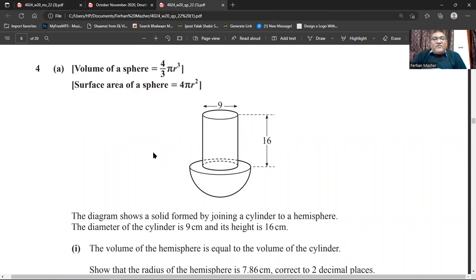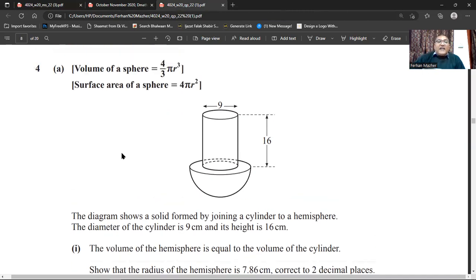Now we are on question number 4. He says the volume of a sphere is 4 by 3 pi r cube. Surface area of a sphere is 4 pi r square. Here a compound solid diagram is given. Here we have a cylinder. Here we have a hemisphere.